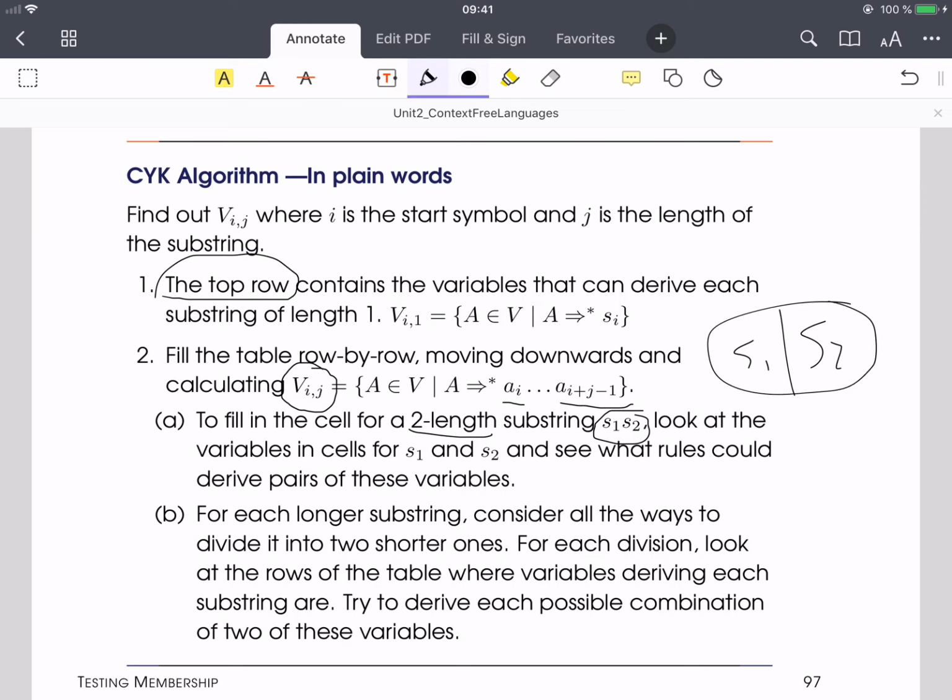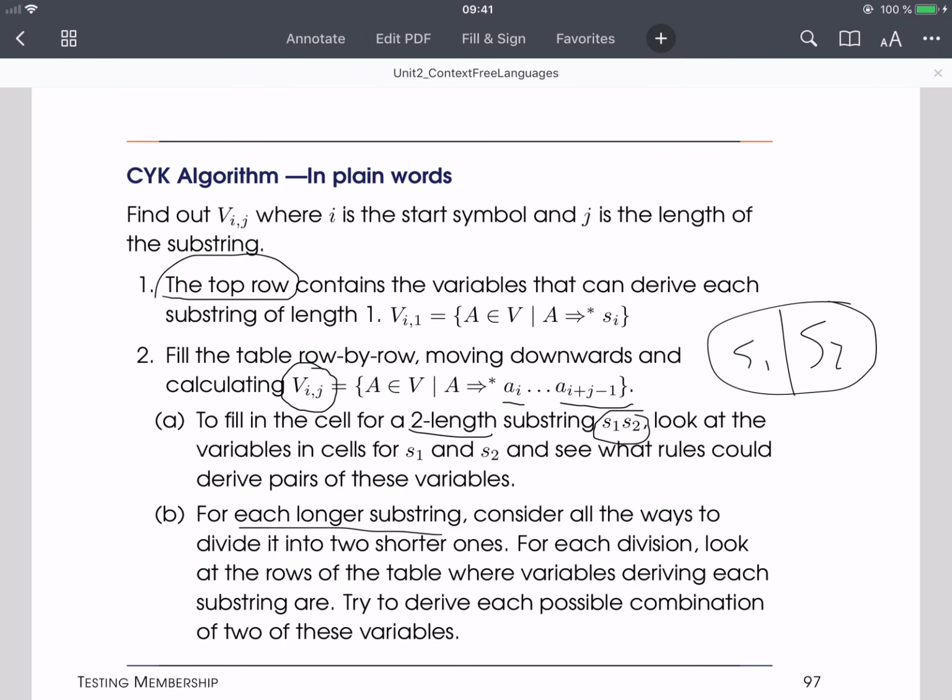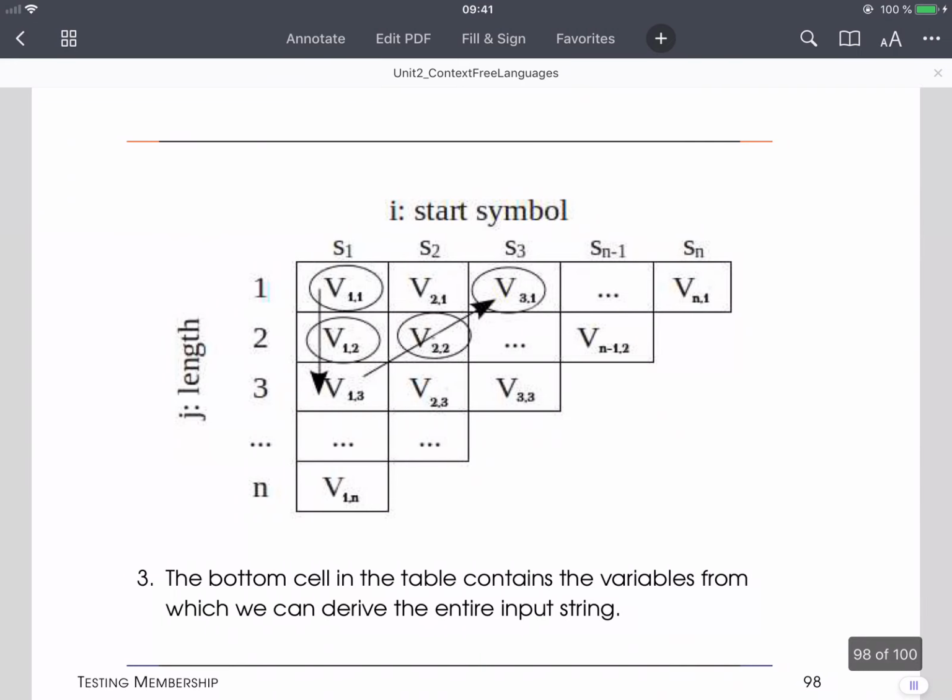Okay, and for longer substrings, we need to consider all the different ways of dividing the string into two parts. Okay, this is what we are going to use in the algorithm in order to fill in all the cells in the table. Okay, so what we are going to do is to follow an order that will allow us to make this computation in a very quick way.